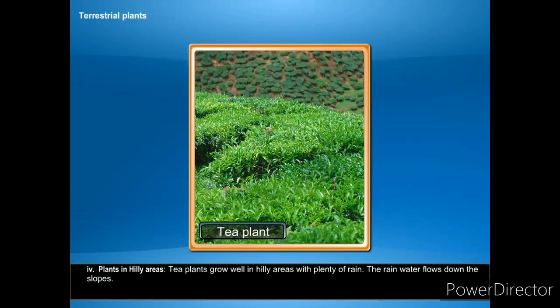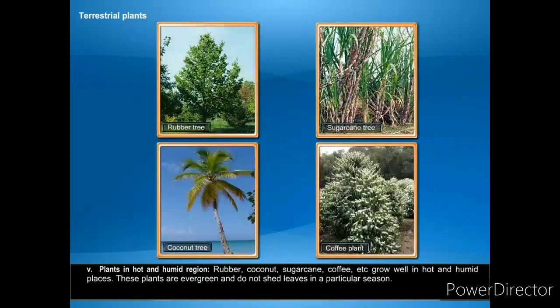Plants in hilly areas. Tea plants grow well in hilly areas with plenty of rain. The rainwater flows down the slopes. Plants in hot and humid regions. Rubber, coconut, sugarcane, coffee, etc. grow well in hot and humid places. These plants are evergreen and do not shed leaves in a particular season.